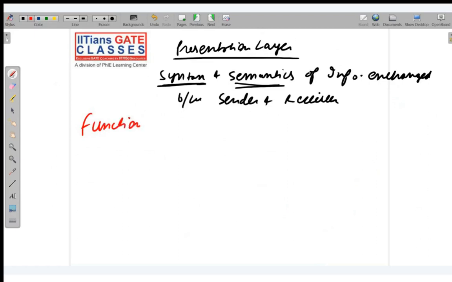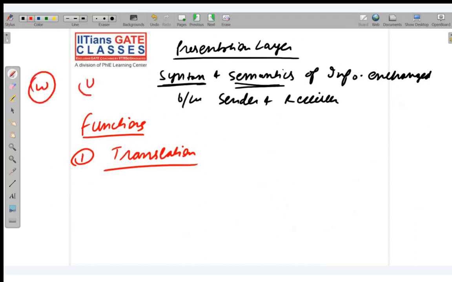So the first function is translation. Translation means, I think I have told you, when one system is using Windows and another system is using Unix, no file of Windows will run in Unix and no file of Unix will run in Windows. So how will they interact? For that the presentation layer is used.